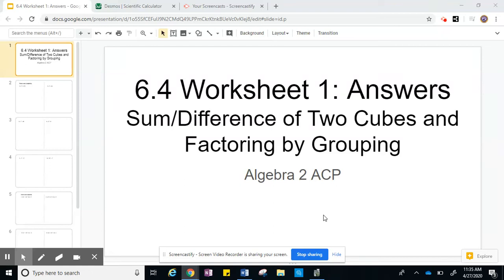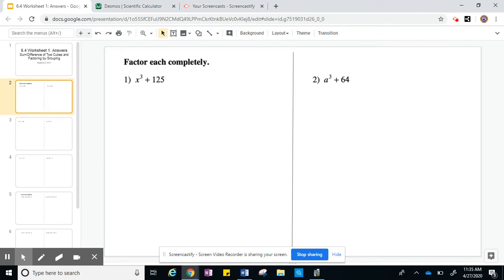All right, let's go over this 6.4 worksheet 1 on sum and difference of two cubes and factoring by grouping. So first one here is a sum of two cubes. So first step is we need to find a. So a is the cube root of that first term, so the cube root of x cubed, which is x. B is the cube root of 125, which is 5.